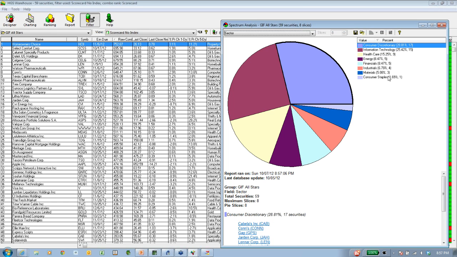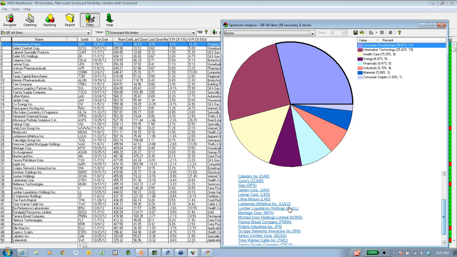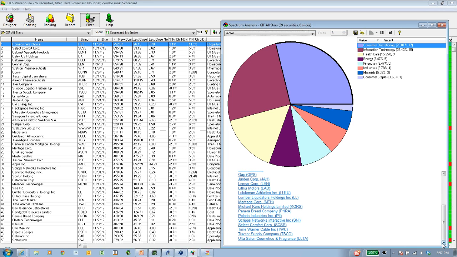So that number one group here is consumer discretionary, and you can see it identifies some of those stocks right up here. I'm just looking at the GIF All-Stars, so of those 60 stocks, 17 of them come from this list. A lot of the things you're probably familiar with: Cabela's, Conn's. Conn's is interesting, a furnishings and electronics retailer, so that goes with the explosion of housing. Lennar, a builder. Lumber Liquidators, Meritage, Select Comfort. You've got to put beds in those new houses.